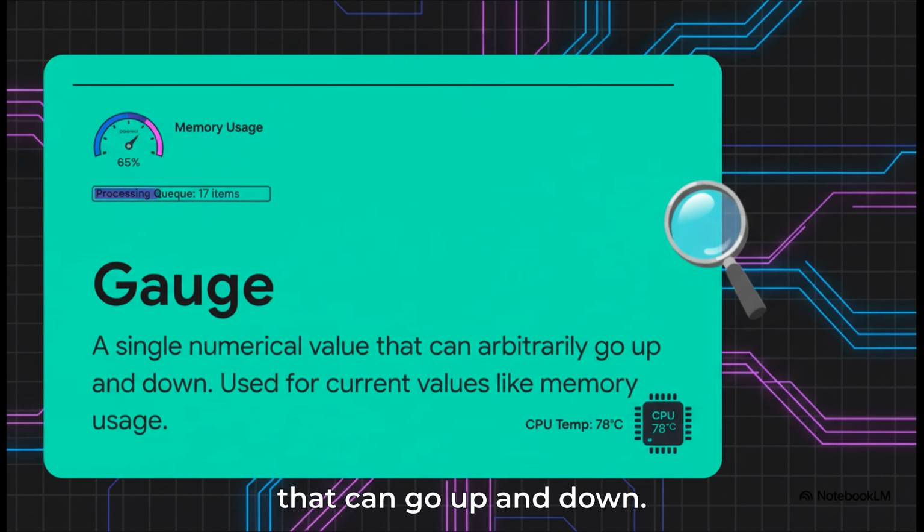It's a single value that can go up and down. It's a snapshot of a value at a specific moment in time. Think things like current memory usage, the number of jobs in a queue, or the temperature of your CPU. It's a direct measurement of what it is right now.